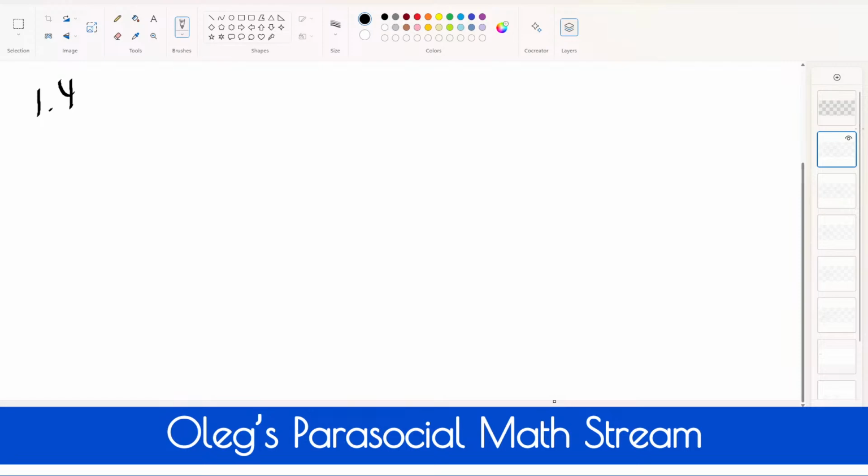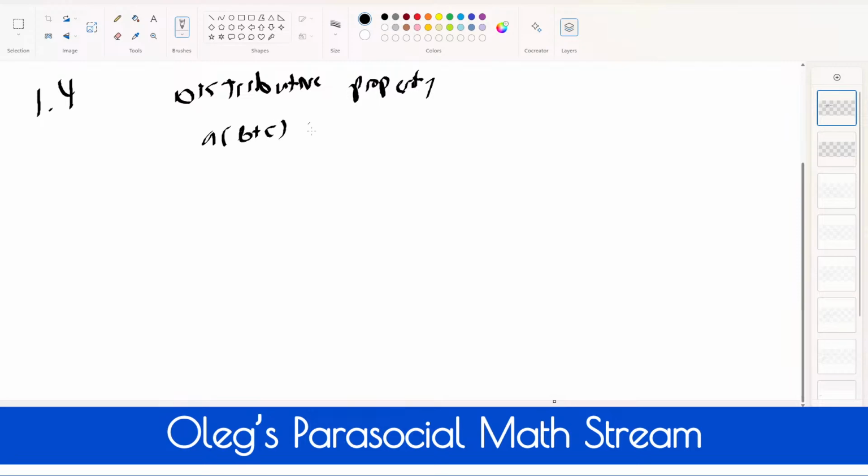Multiplying polynomials using the distributive property. To multiply a number by a polynomial, we use the distributive property. The number must be distributed to each term of the polynomial. So, this is the distributive property: a times (b plus c) is equal to ab plus ac. That's the distributive property. Okay? All right, so that's basically it. Here we go.